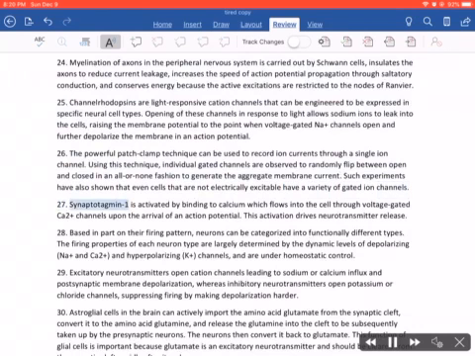27. Synaptotagmin 1 is activated by binding to calcium which flows into the cell through voltage-gated Ca2+ channels upon the arrival of an action potential. This activation drives neurotransmitter release.